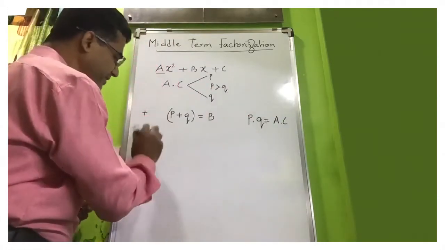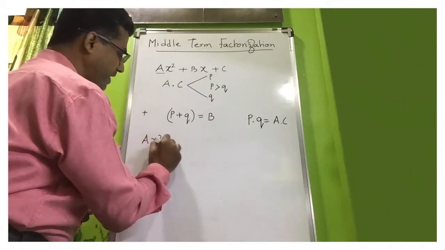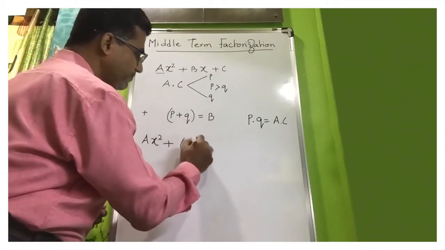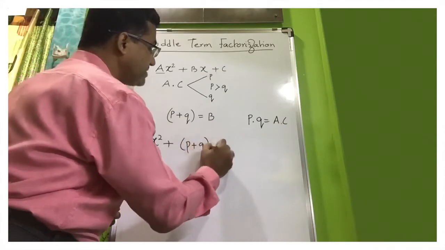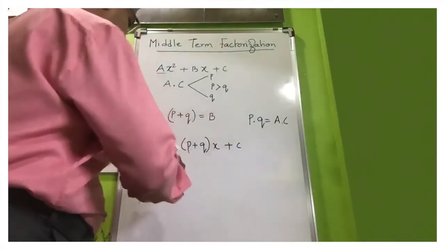Now after completing this, your factorization is completed. You write ax square plus, in place of B you write P plus Q, x plus C. This is your factorized form. Now let us take an example.